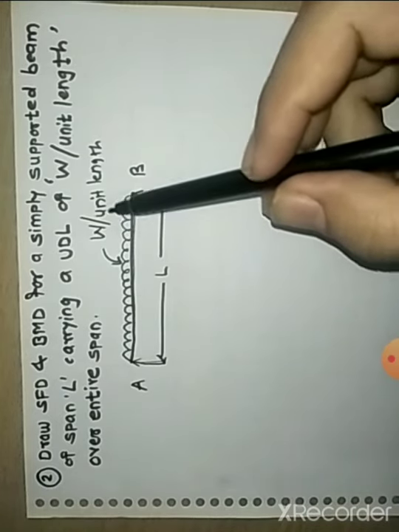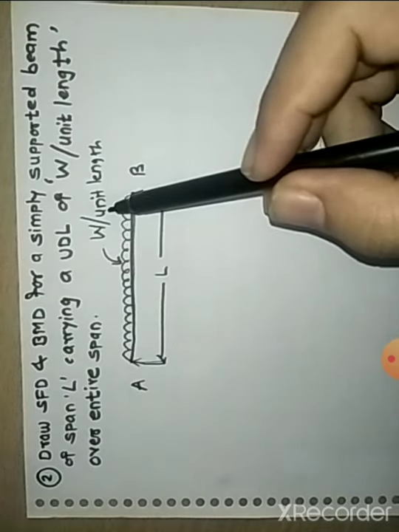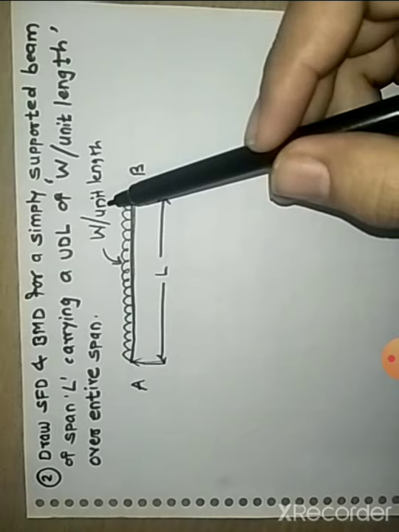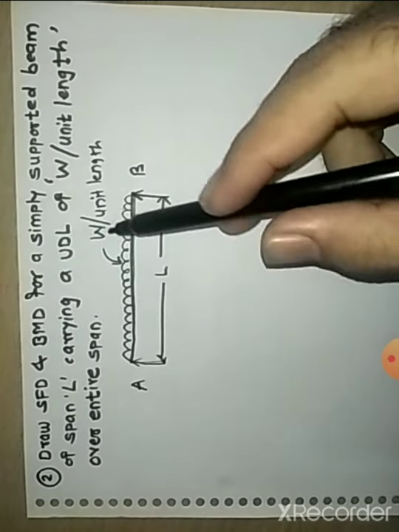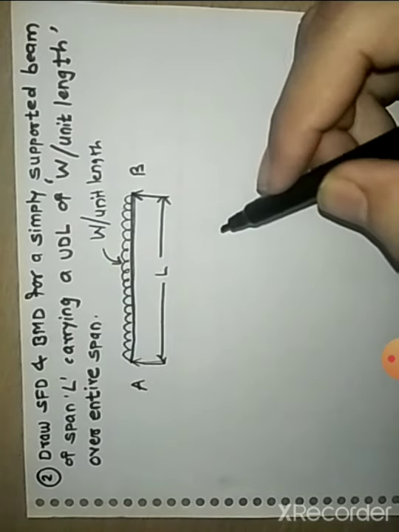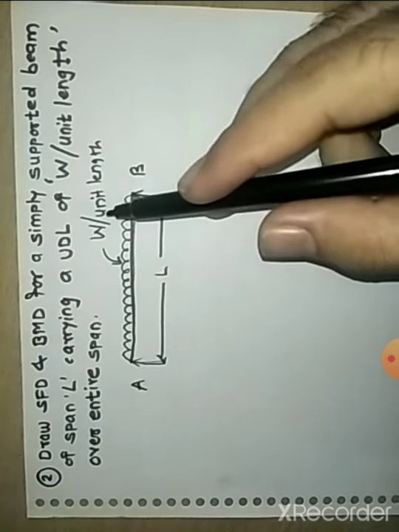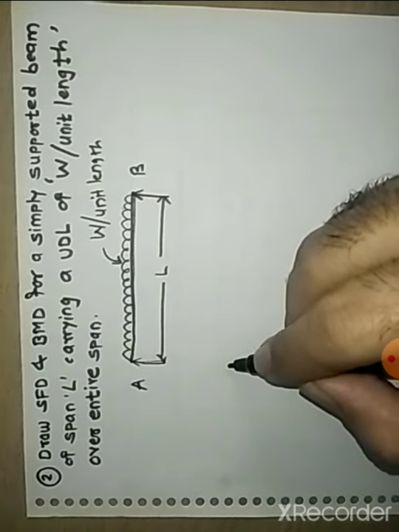We have to convert that UDL of W per unit length into an equivalent point load, right? So WL मध्ये कन्वर्ट करून घ्यावं लागेल. So how can we convert? We have to first calculate the equivalent point load. So how can we find out the equivalent point load?